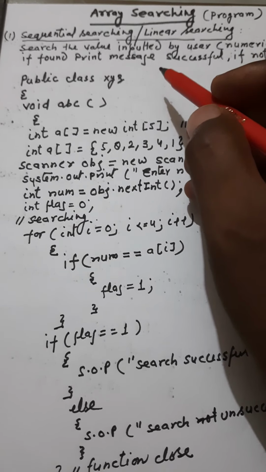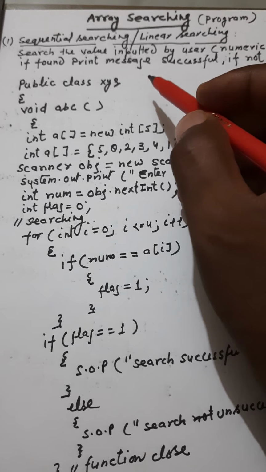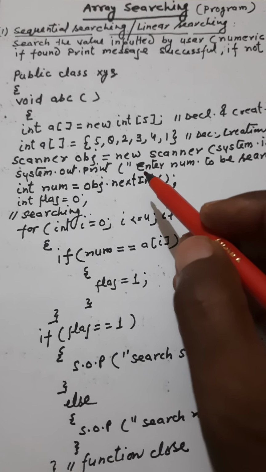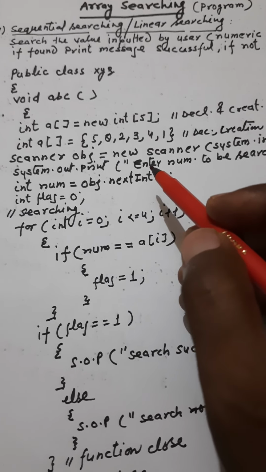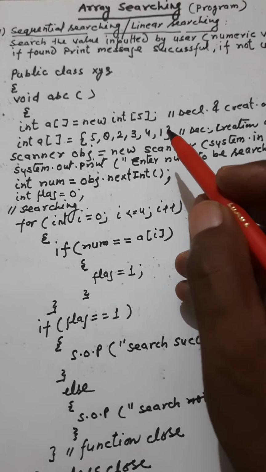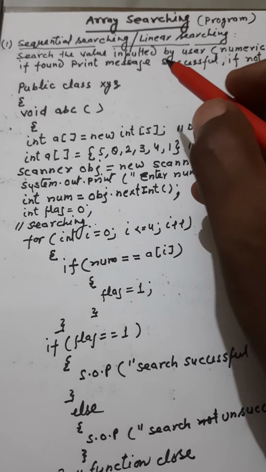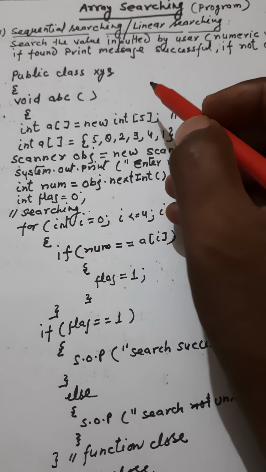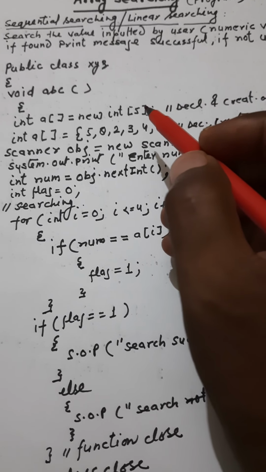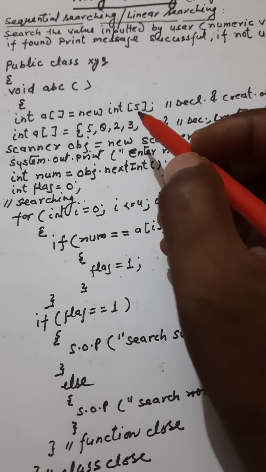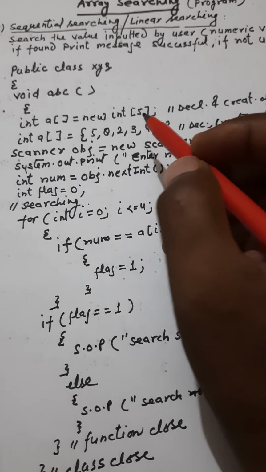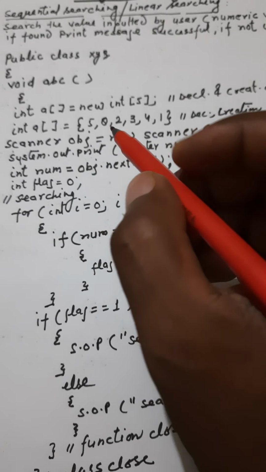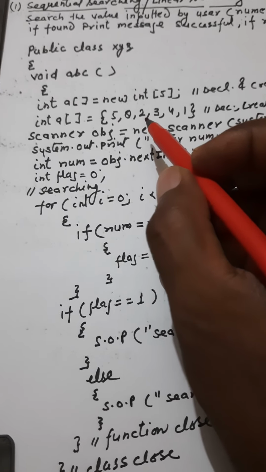So what the question is saying: if the value is found, the program should print search successful, otherwise search not successful or unsuccessful, right? So what is the meaning of searching? It is clear to everyone. Some values are stored into the array and the user is inputting any value from the keyboard, so it has to check. What will the program do? It will check whether the inputted value is present in the array or not, right?